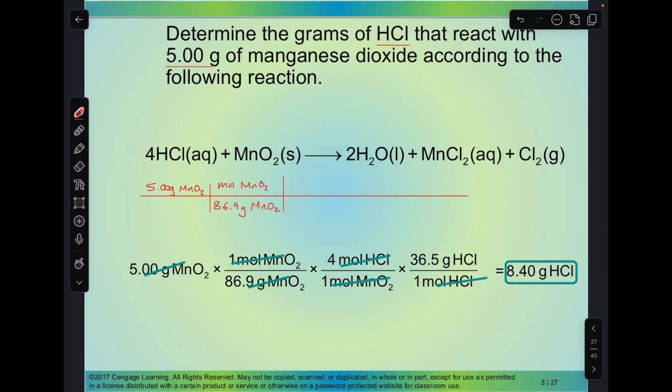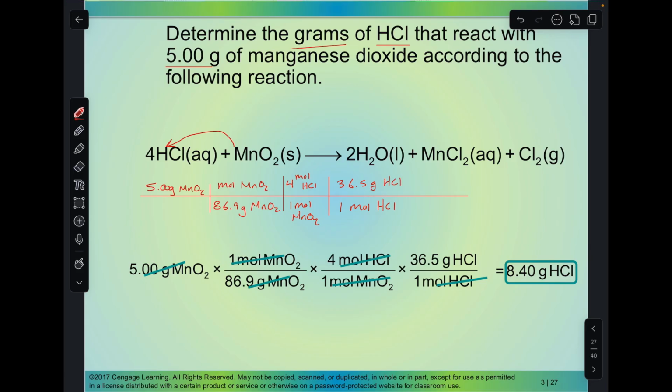And now we can use the molar ratio because we have moles of MnO2. So 1 mole of MnO2 is going to convert, for every 1 mole of MnO2 used, you need 4 moles of HCl. So 4 moles of HCl. And we want to know the grams of HCl. If we were to stop right here, then we wouldn't quite be done, because we need to know what the grams of HCl is. And so for every 1 mole of HCl, we'll use the molar mass and we'll say that there are 36.5 grams of HCl.